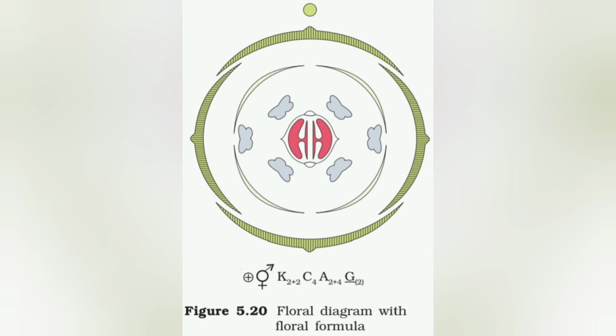The green broad leaves represent the sepals, that is calyx, 2 plus 2, 2 inside and 2 outside. Then corolla 4, that is represented by C4. Androecium is written 2 plus 4 because we can see 2 on the outer side and 4 on the inner side. Then gynoecium with the underline is given. In brackets 2 are given because both ovaries are fused, and the ovary is superior. Hence, the symbol G with the underline is given. So, this is all about floral diagram and floral formula.